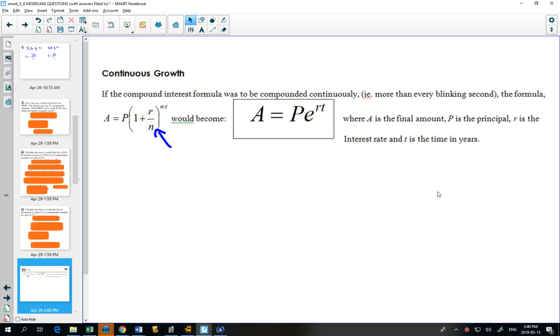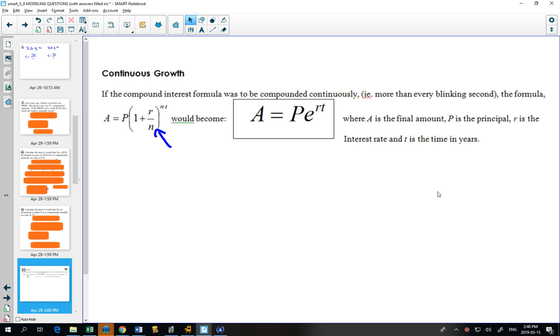The continuous growth formula looks at what would happen if you took your compound interest formula and noticed how it increases if you have more compounding periods. So monthly would be 12 times. If you did it daily, it would be 365 times a year. If it got compounded every hour, it would be an even bigger number. Every second, a bigger number.